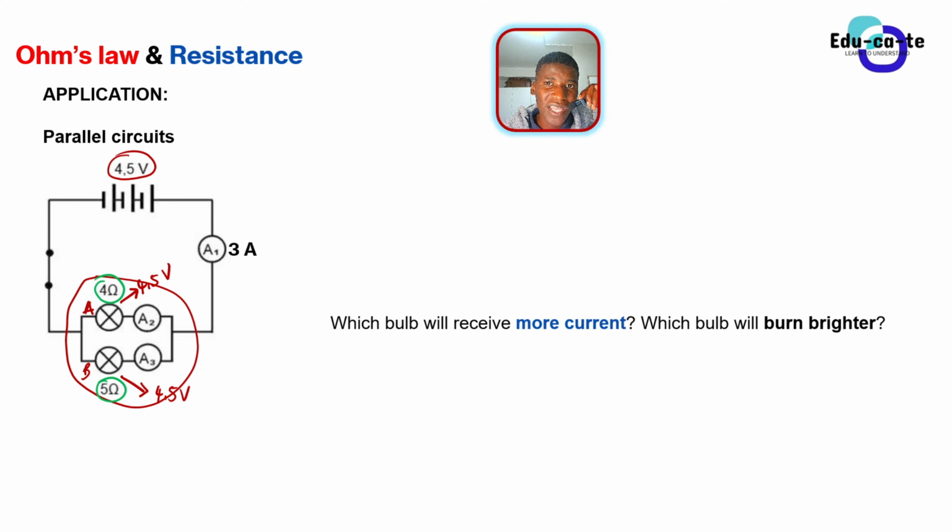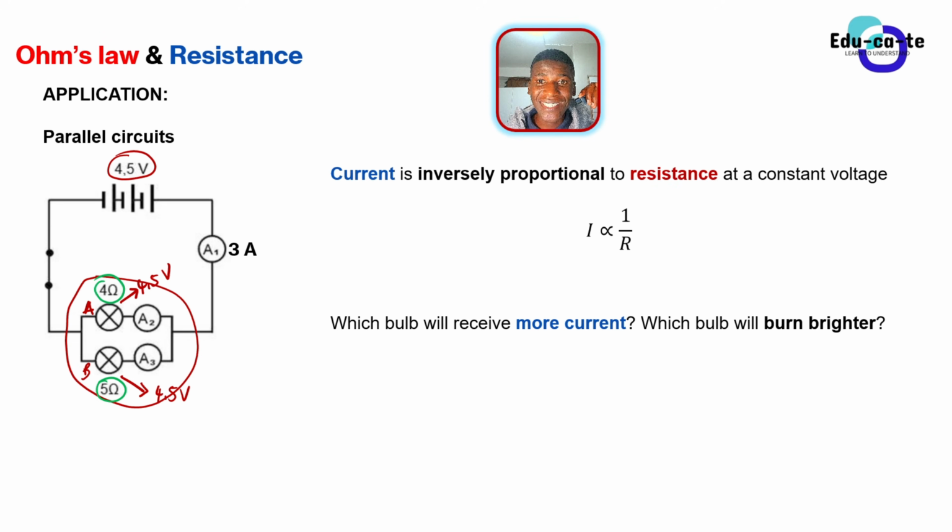It won't be dim, okay? Because it's receiving more current. So which bulb here will receive more current, or which bulb will burn brighter? You now employ this law. We say that the current is inversely proportional to the resistance at a constant voltage. You can see that here we are having a constant voltage because the voltage is remaining the same since it's a parallel circuit. So this law of saying current is inversely proportional to resistance, we apply it when we are dealing with a parallel combination of a circuit. We don't apply it in a series circuit.